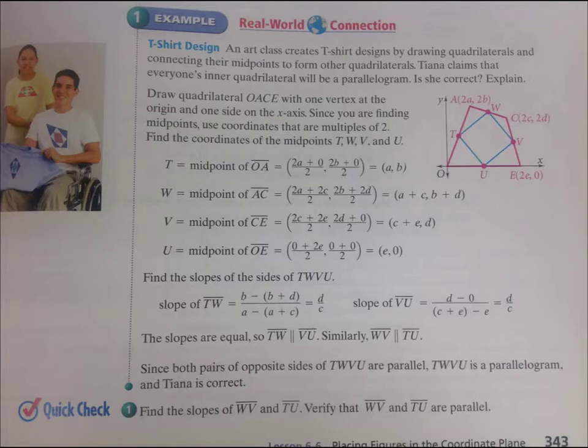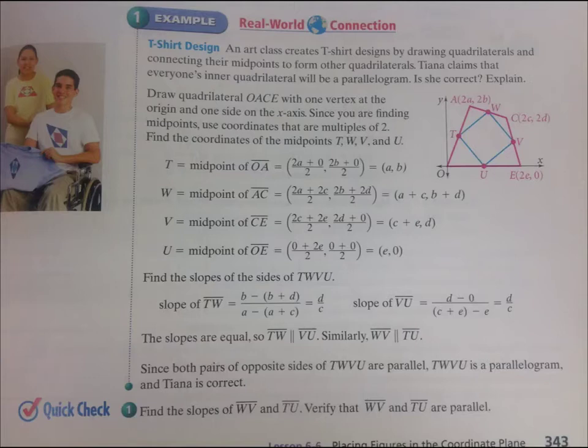When we do it for W, we get something a little more interesting. We end up getting the ordered pair (a plus c, b plus d), and then for V, we get the ordered pair (c plus e, d). Okay, so now we found all of our midpoints.